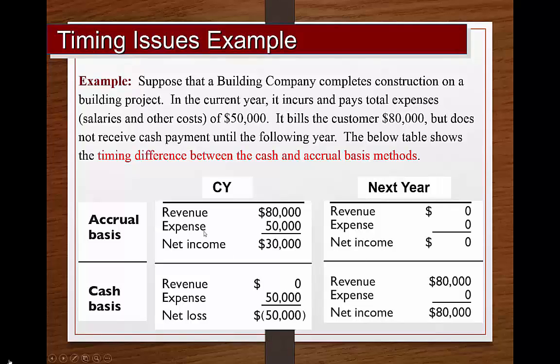With the accrual basis, in the current year, both revenue and expense are recorded, and nothing is recorded in the following year. However, with the cash basis, the expenses are recorded in the current year because that's when they are paid, and the revenue is not recorded until the following year because that's when payment is received. So there's a big difference between the accrual basis net income and the cash basis net income in both of the years presented.